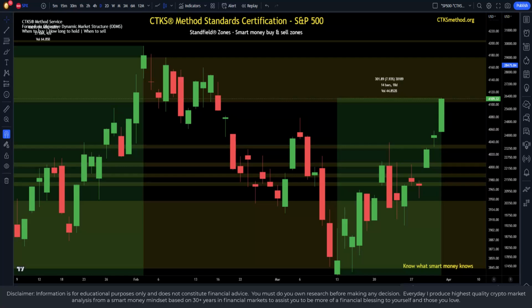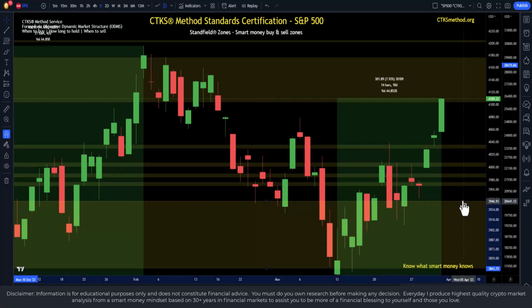What actually happens if the S&P 500 starts to run out of steam? What will that do to the crypto market? It's very important to understand this. What do you think in the comments? What do you think will happen if the S&P 500 starts to turn around here and starts to retrace?